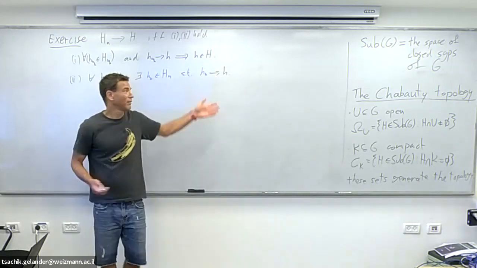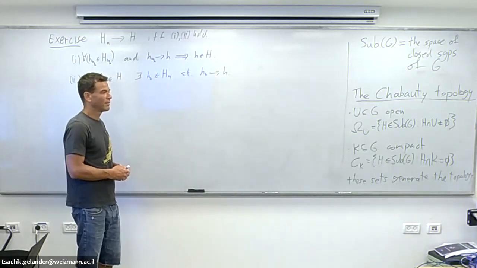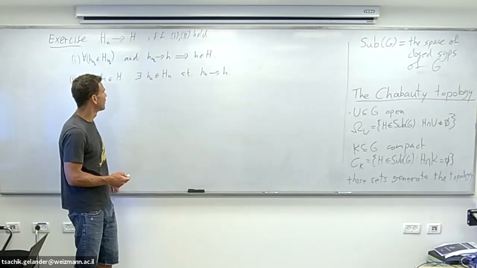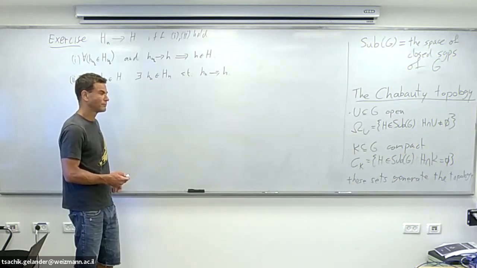You see, can you really take n? Don't you need to take a subsequence? Is it possible that for some h you would need hn_k, which converges to h, not really hn?